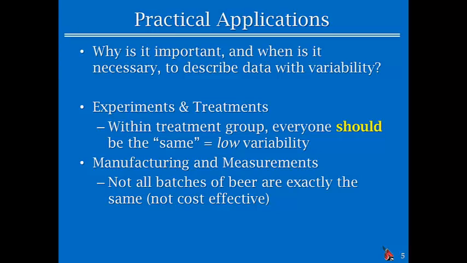So the question becomes, how much variance in our ingredients or our processes is acceptable? Ideally, we want the lowest variance possible, but if some is going to exist, how much will affect the taste of our beer or whatever product it is that we're manufacturing?